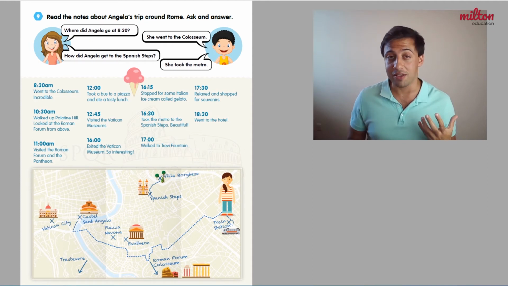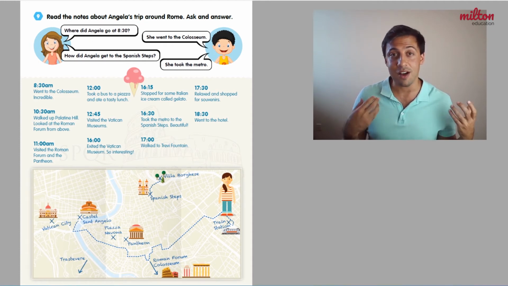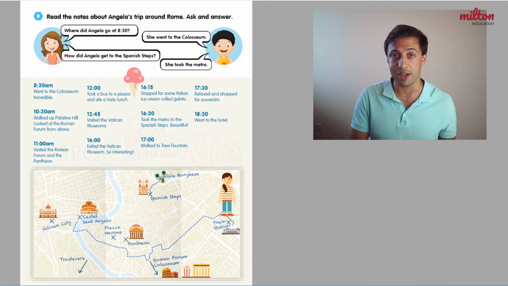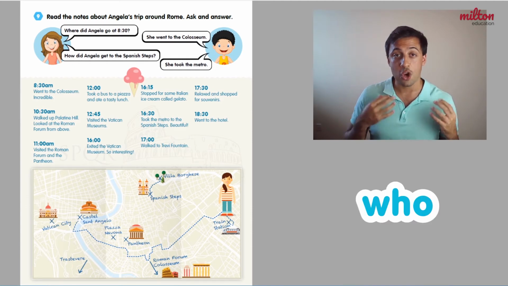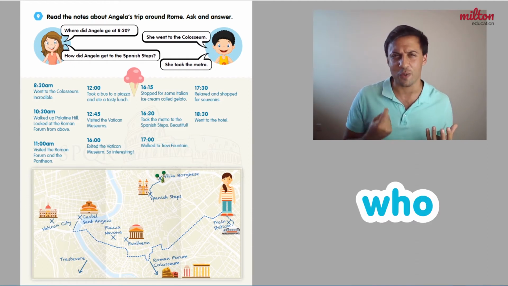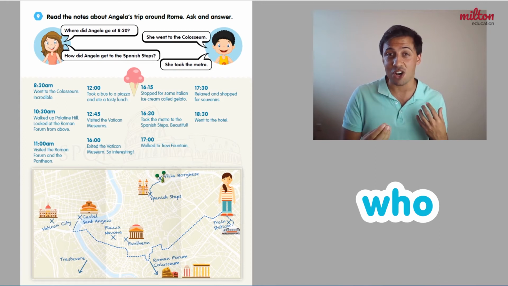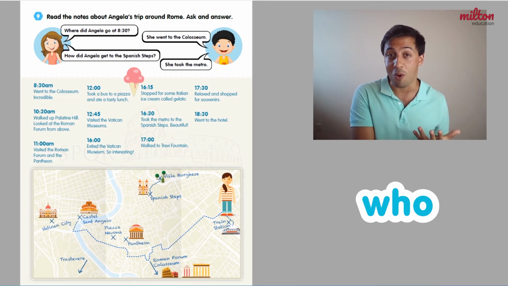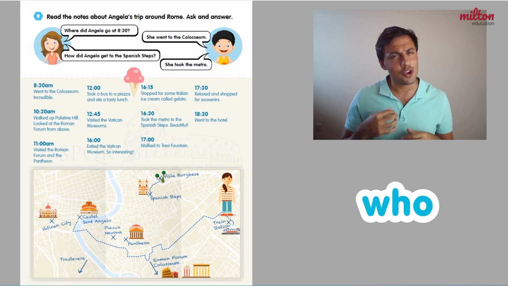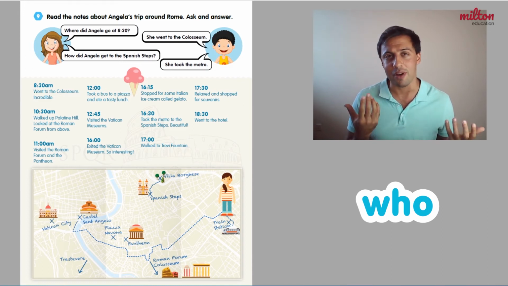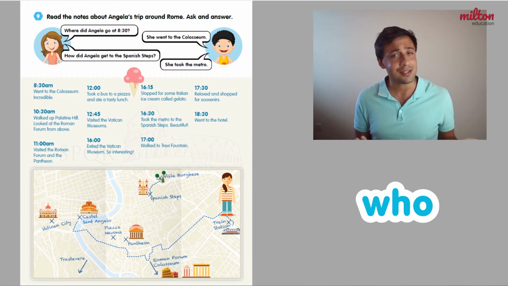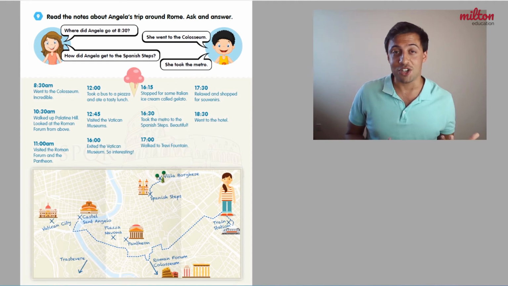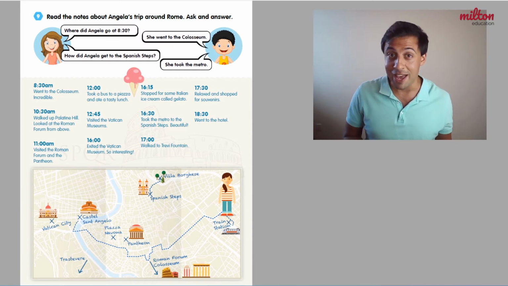The next word that we are going to look at is another WH word. Who. Who is a really useful word because it lets us ask about other people. I want to ask her, who did you go to Rome with, Angela? Your mum and dad?